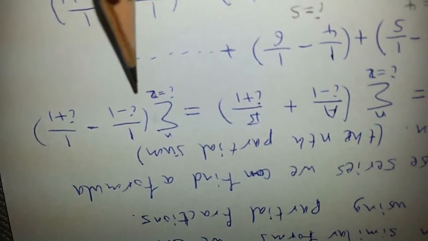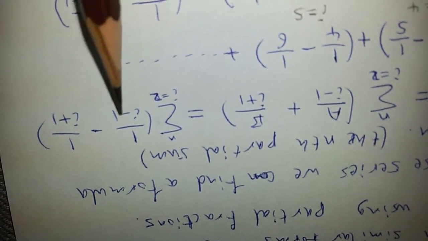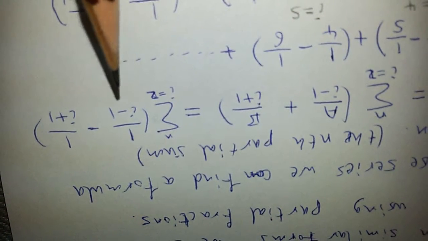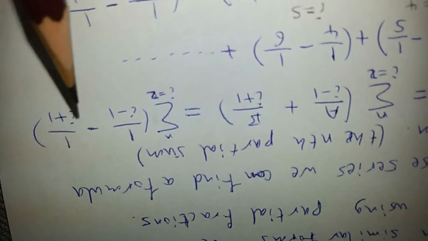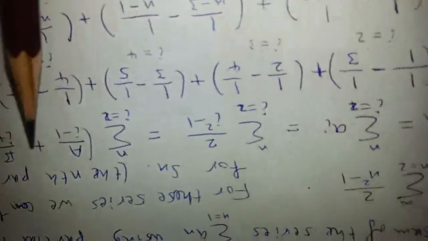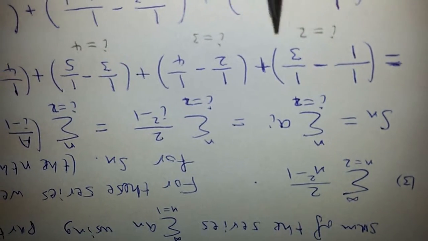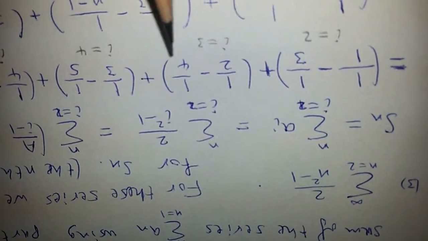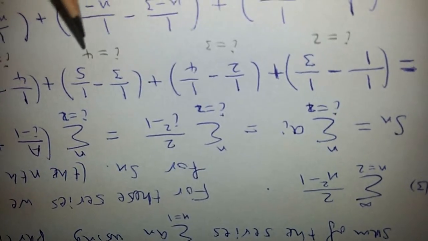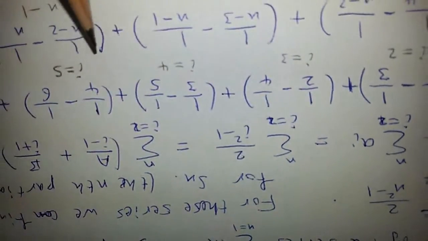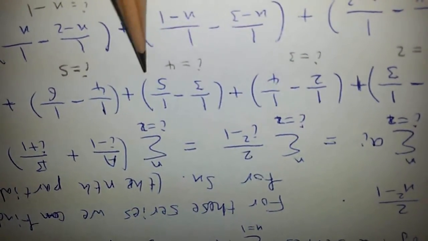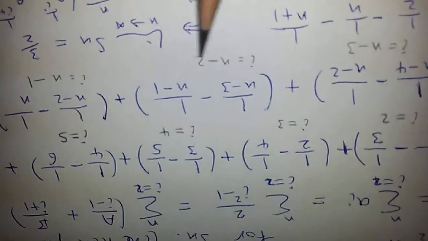Now let us try to expand this. Replace i by 2. What would you get? 1 over 2 minus 1 minus 1 over 2 plus 1. This is 1 minus 1 over 3 when i is 2. Then expand when i is 3, when i is 4, when i is 5, and so on. This is from the beginning. Let us also do it from the end.